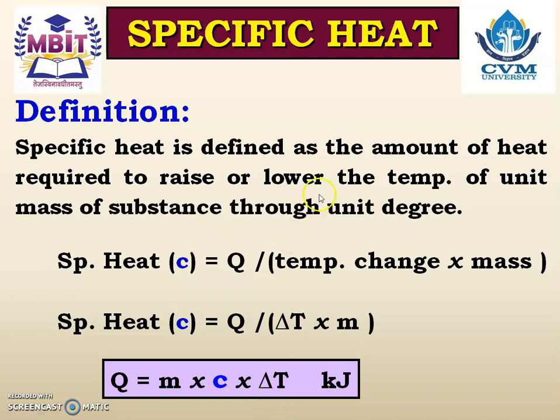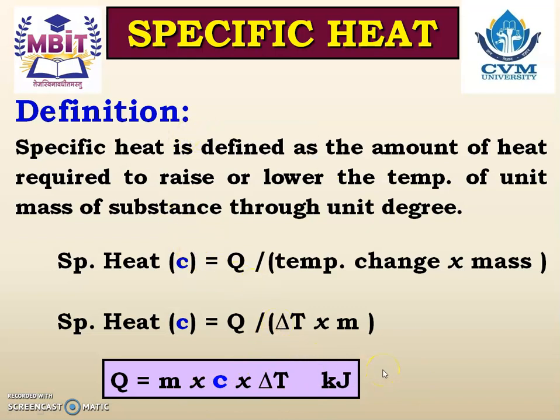So now again referring to the definition. If mass is 1 and delta T is 1, Q is equal to C. It means heat supply is equal to specific heat. The same thing is written in the definition. Now again read the definition. Specific heat is defined as the amount of heat, so C is equal to Q, required to raise or lower the temperature of unit mass. It means mass is equal to 1, through unit degree. Delta T is equal to 1. So that is how Q is equal to M into C into delta T, which defines the specific heat.